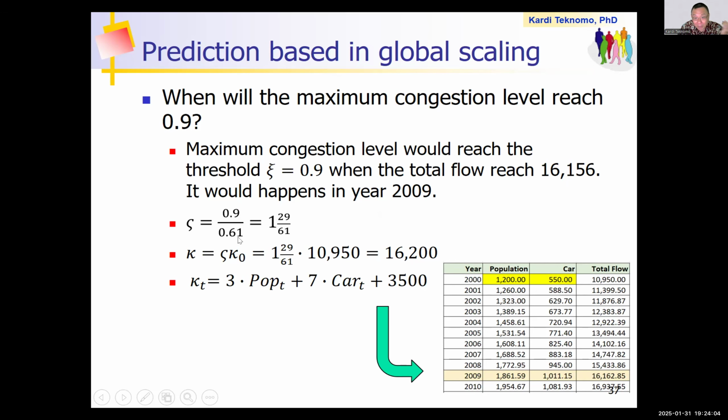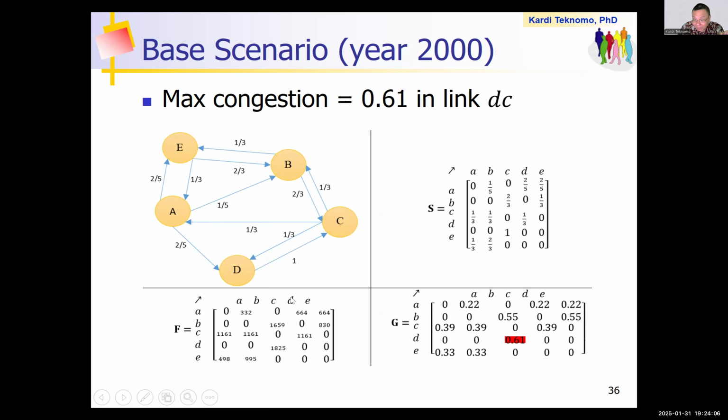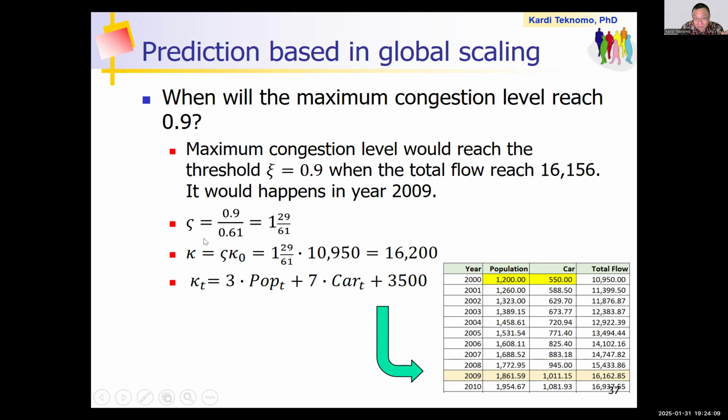0.9 divided by 0.61, which is this one, 0.61. So then you get the ratio scaling, okay? And then you multiply that scaling with this value initially, with this 10,000 earlier. Then you get 16,200. When is that 16,200? So you create a table. Based on this equation, you can create a table.